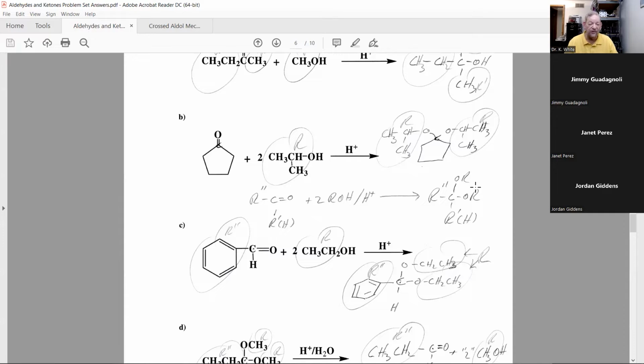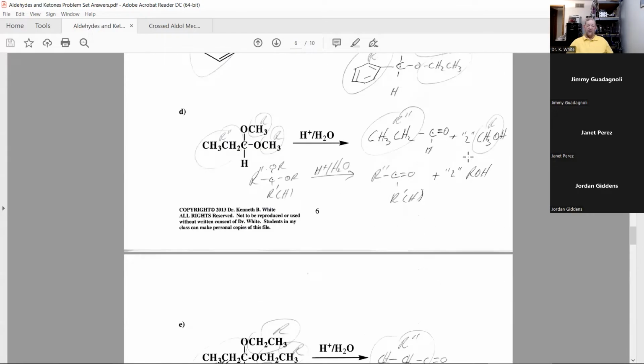And so what's our R and R prime? The ring. Remember, do you break carbon-carbon single bonds? No. What's our R group? The isopropyl. So you have that carbon, 2 oxygens, and each one has an isopropyl. And the next one is the same one.